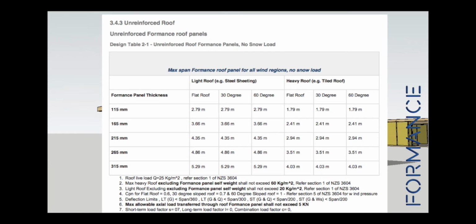Looking at the tables for unreinforced roof, using only panels to span the distance, 4.8 meter, we can select 265 mm thick panel for the roof.